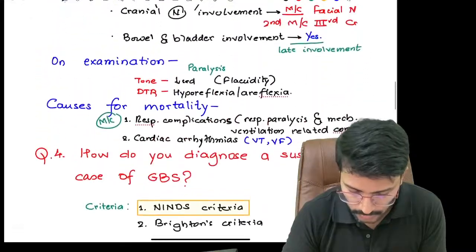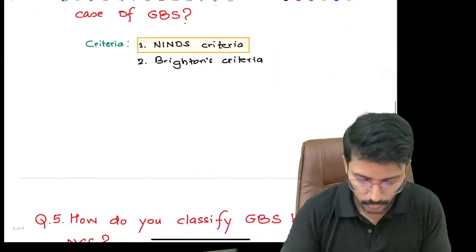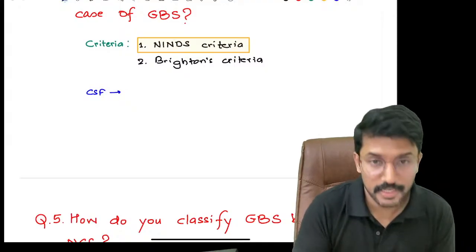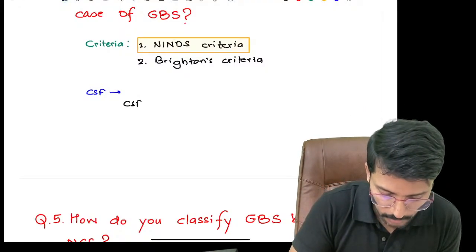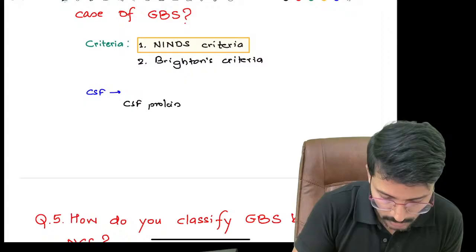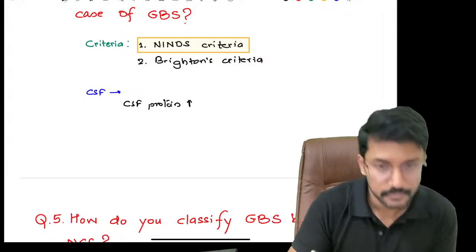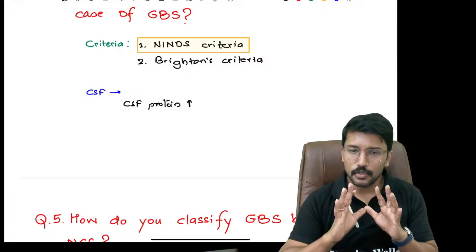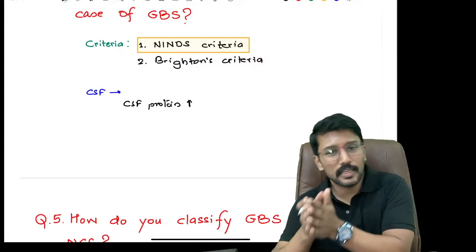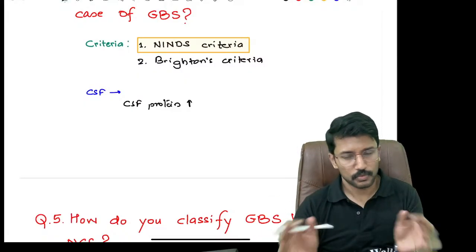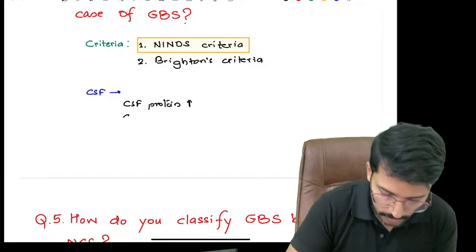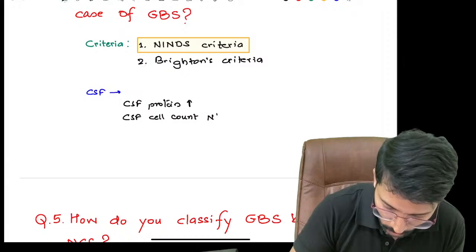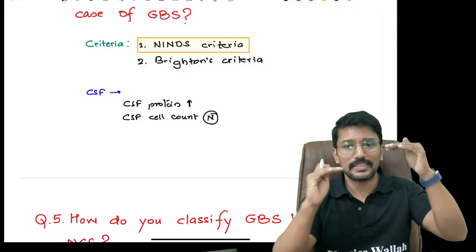So when we talk about diagnosis, one more often asked question is, what will happen to the CSF? I have already told you that IgG antibodies are going to the CSF. So CSF protein will be elevated. Okay. What will happen to the CSF cell count? There is no role of cell-mediated immunity in the pathogenesis of GB syndrome. So CSF cell count will be normal. So your protein is elevated, cell count is normal.